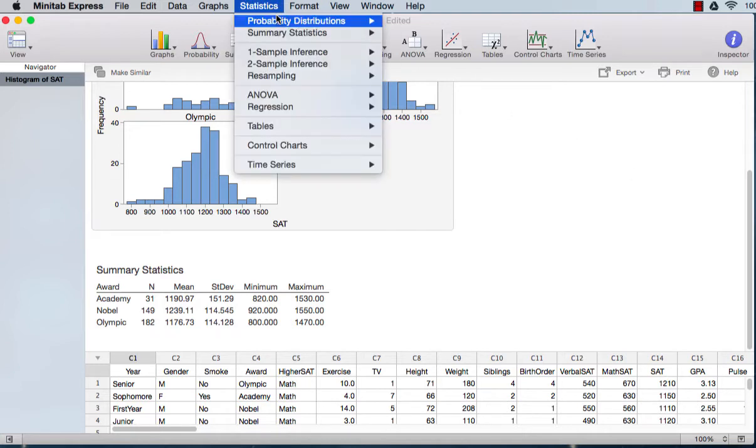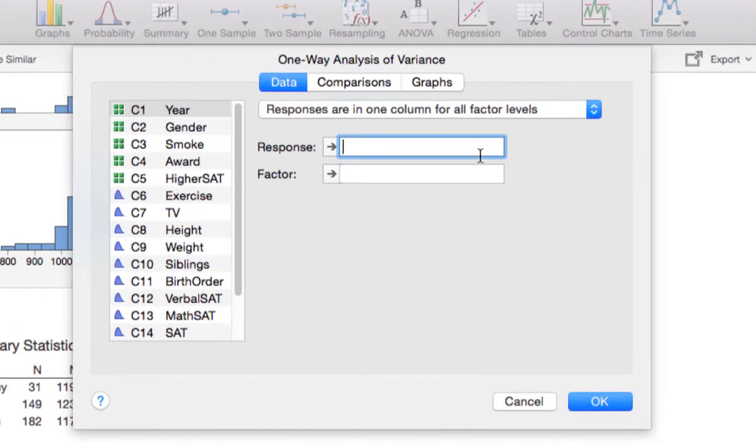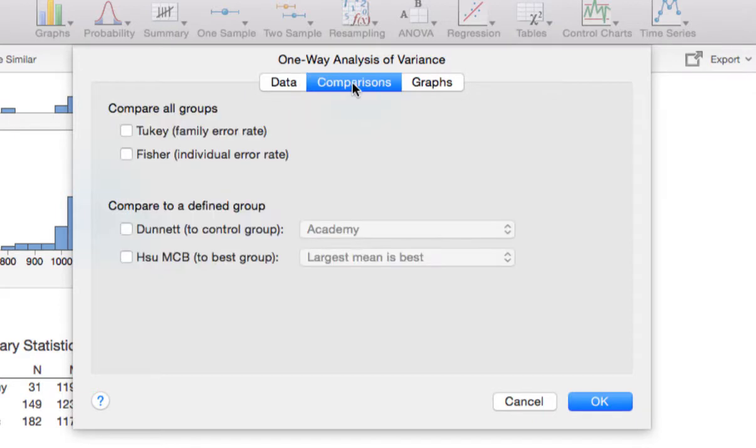Under Statistics, I'll select ANOVA and one-way ANOVA, and these directions should be the same on a PC as well as a Mac. Our response variable is SAT, and our factor is award. Under Comparisons, I'll select Tukey, and we'll run our test.